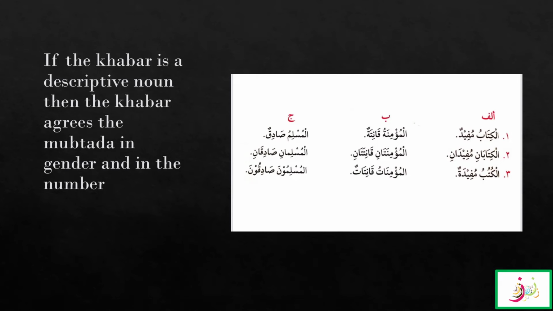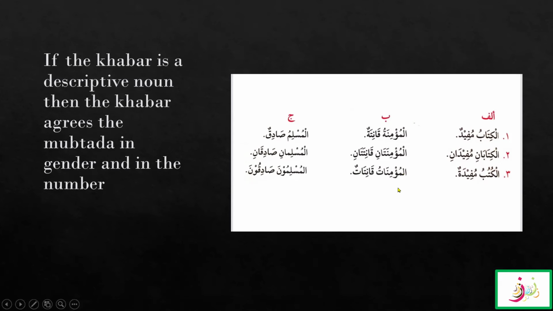The last one, Al-Kutubu Mufidatun, here, Al-Kutubu is ghair aqil and it is jama mukassir. So this is broken plural, ghair aqil, and it is not salim. So here it also agrees, and when we have a broken plural, we call it a singular and we consider it as a singular noun, and that is why the descriptive noun is agreeing in number and gender as well. And it will be taken as a single feminine because it is ghair aqil.